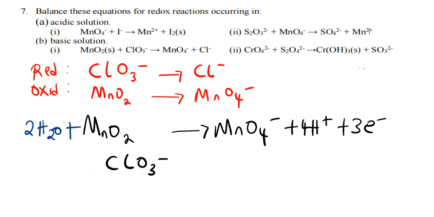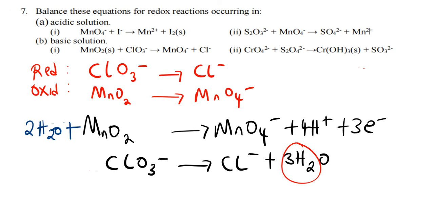The reduction half, we've got ClO3 minus, then it gave us chlorine minus like that. Even this one, we're going to look at oxygens. Here we've got 3 oxygens, so to balance oxygens, we add water. Because there are 3 there, I'm going to add 3 water molecules on the other side. By virtue of adding 3 water molecules, I now have 6 hydrogen on the other side. So to balance hydrogen, just like in acidic media, I'm going to add 6H plus.